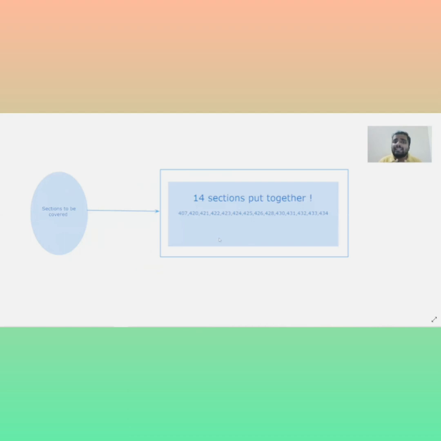There are about 14 sections to be covered, ranging from section 407 to section 434. But believe me, these are really very tiny sections for which you will not require that amount of time in understanding and learning.